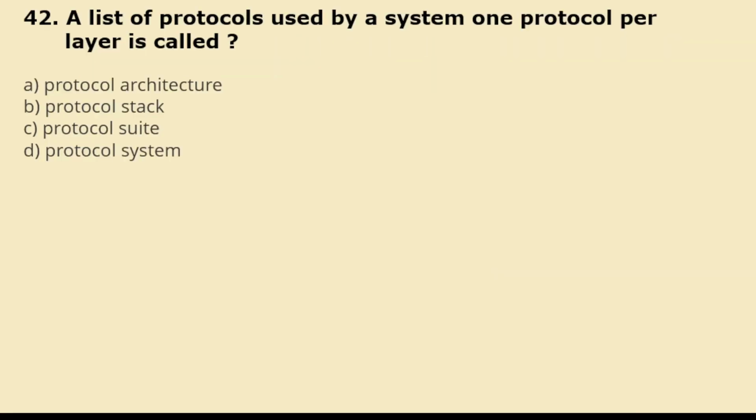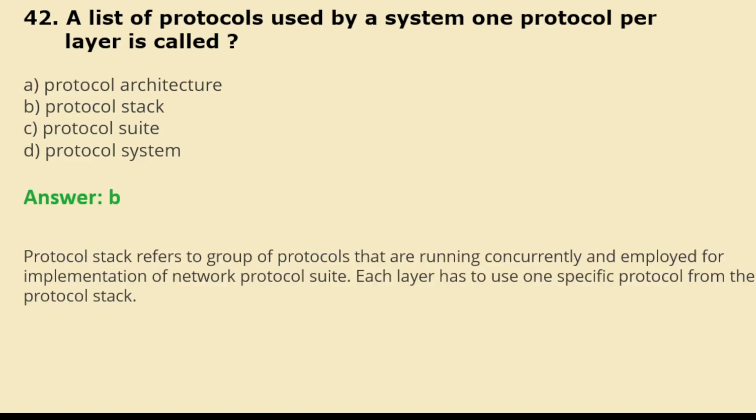Question 42. A list of protocols used by a system, one protocol per layer, is called protocol A. Protocol architecture. B. Protocol stack. C. Protocol suite. D. Protocol system. The correct answer is B. Protocol stack. So protocol stack refers to group of protocols that are running concurrently, and employed for implementation of network protocol suite. Each layer has to use one specific protocol from protocol stack.